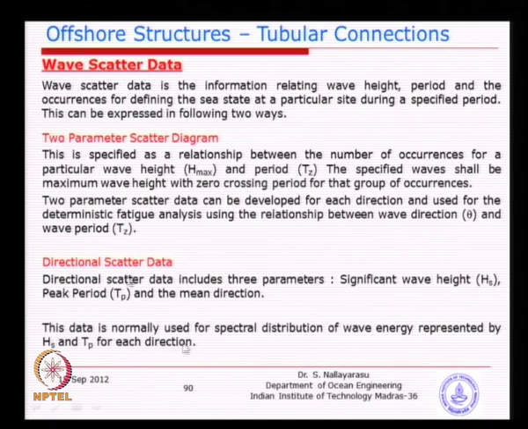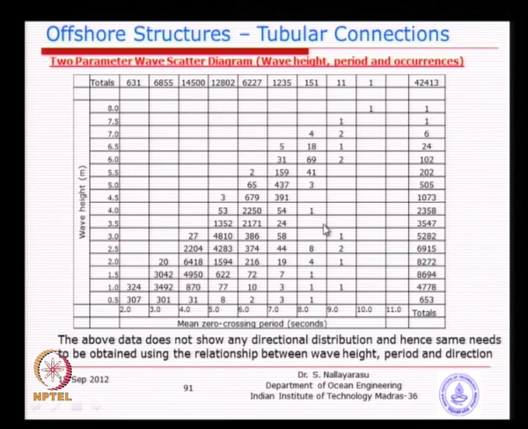So, wave scatter data, we have two parameters, basically the wave height and the wave period, which can be described by the maximum wave height for individual wave and the corresponding zero crossing period. And basically the data will look something like this. If you look at this on the left side, you see here the vertical axis defining the wave height, the horizontal axis defining the zero crossing period.